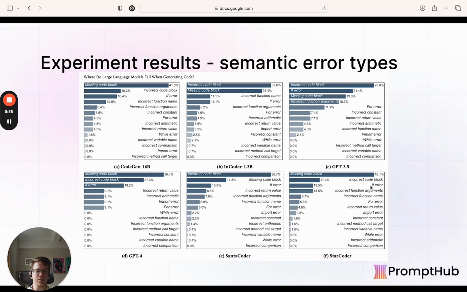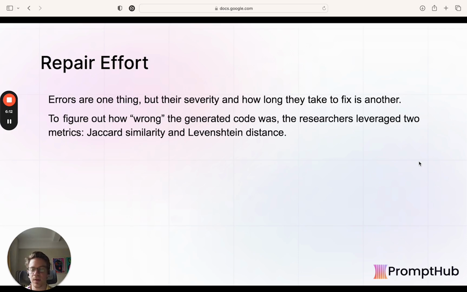But yeah, the biggest thing I see is super high concentration around missing code block, incorrect code block versus some of the other semantic error types. And, of course, missing code block and incorrect code block are kind of a larger scale, can have sub problems beneath that, of course. And so the next part of the study, which was really interesting, was, okay, errors are one thing, but let's look at how bad these errors are.